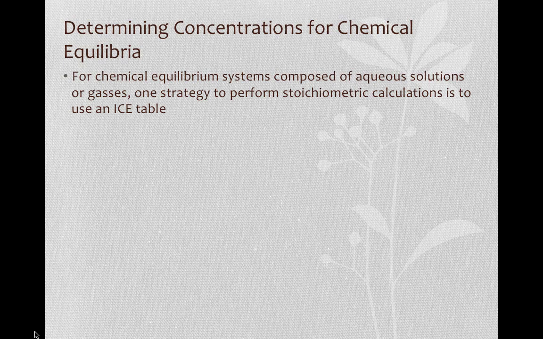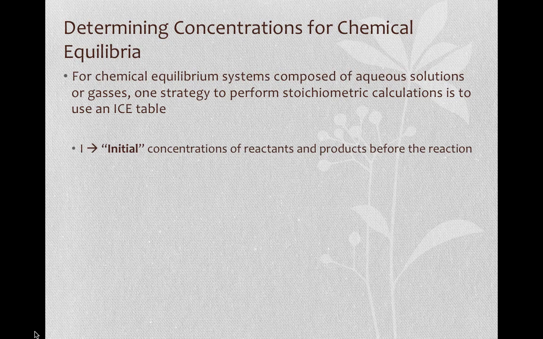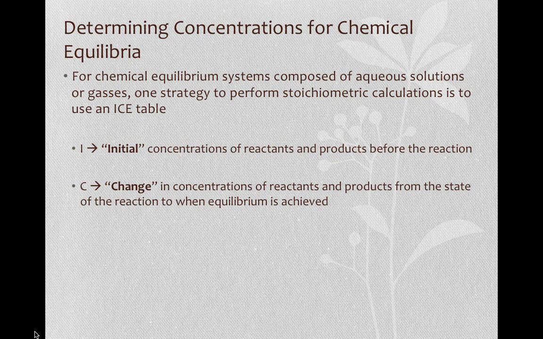Whenever we're dealing with equilibrium-based problems, to figure it out, we're going to use a strategy that uses an ICE table, where ICE is an acronym. I stands for the initial concentration of our reactants and products before the reaction has actually taken place. C stands for change in concentration of our reactants and products. So it's going to show us how much our concentration of both the reactants and products will change to establish an equilibrium. And E stands for our equilibrium concentrations of the reactants and products.